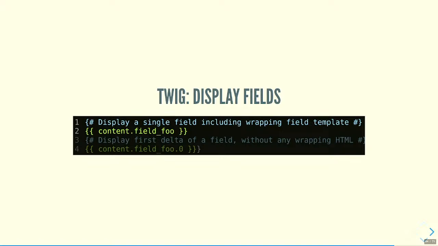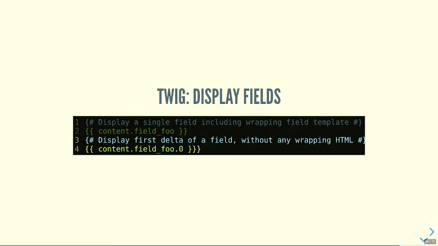Then to display fields in Twig, the basic version is fairly simple. It's just content.field_name. If you do all of content as well, then you need to exclude it there with the without keyword. So if you want to have one field up in the header and the rest down below, you need to exclude that field later on.